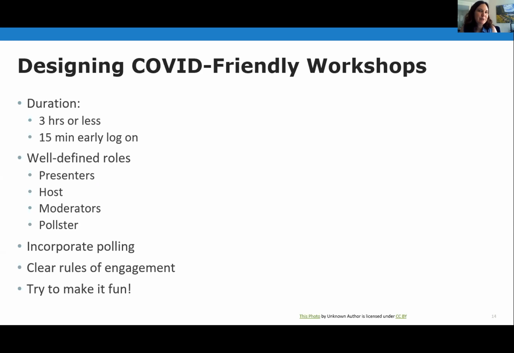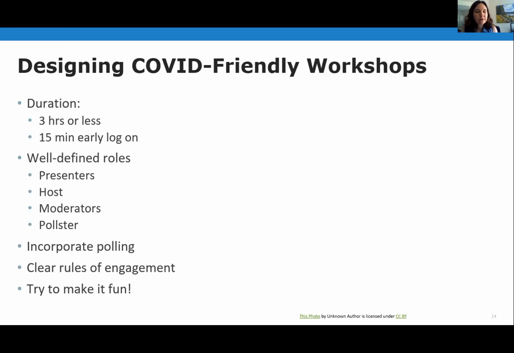They were the responsible one for taking over the screen share, presenting the poll, closing it out, which leads me to incorporate polling. It's really hard when you're trying to get 30 people in a room virtually and drive to a decision. So we incorporated polling as a way to document what everyone's preference was.